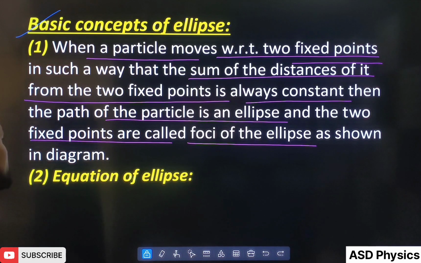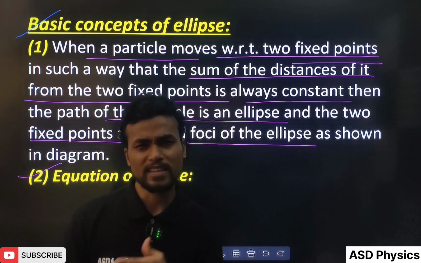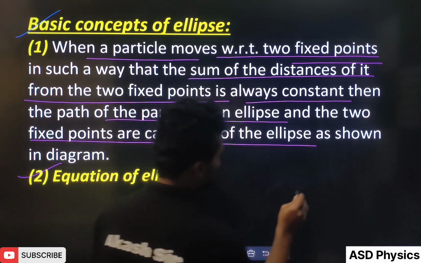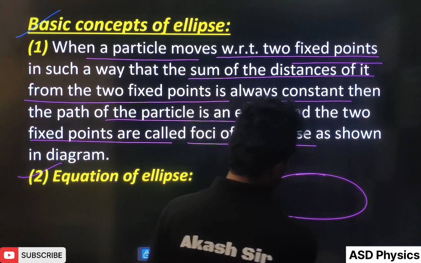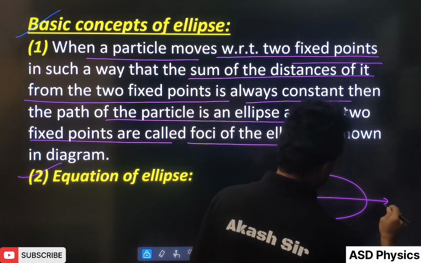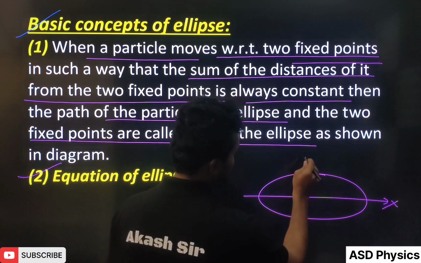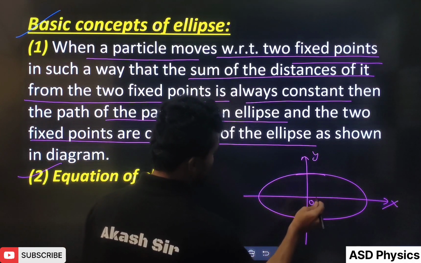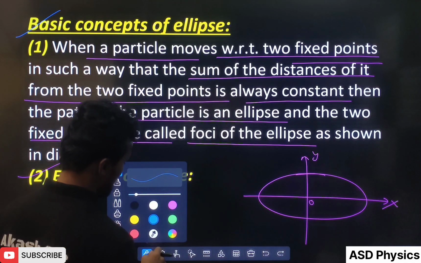So students, here we are going to see the equation of the ellipse. You know very well, like the equation of the straight line, the equation of the circle, based upon that there is the equation of the ellipse also. So the ellipse looks something like this. This is the ellipse here. This is the x-axis and this is the y-axis. And this is called the center of the ellipse.